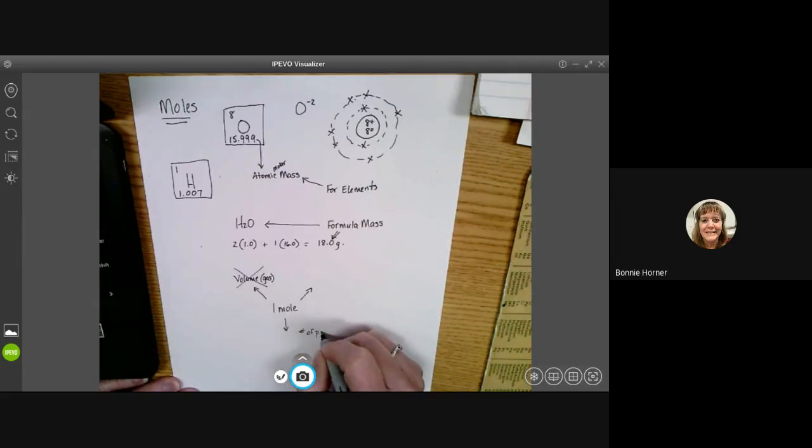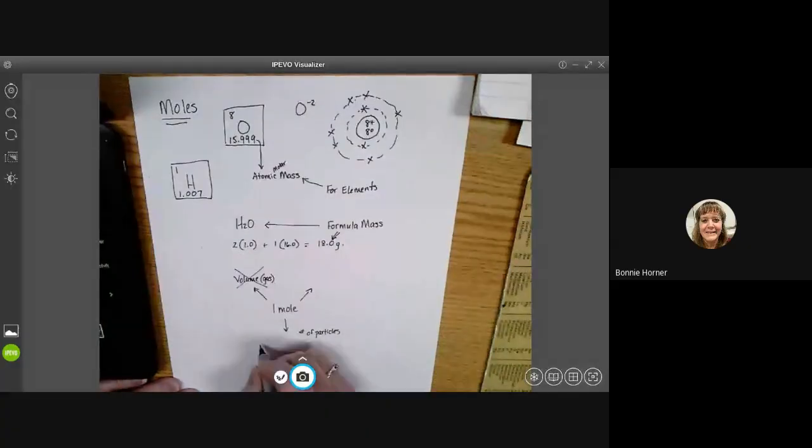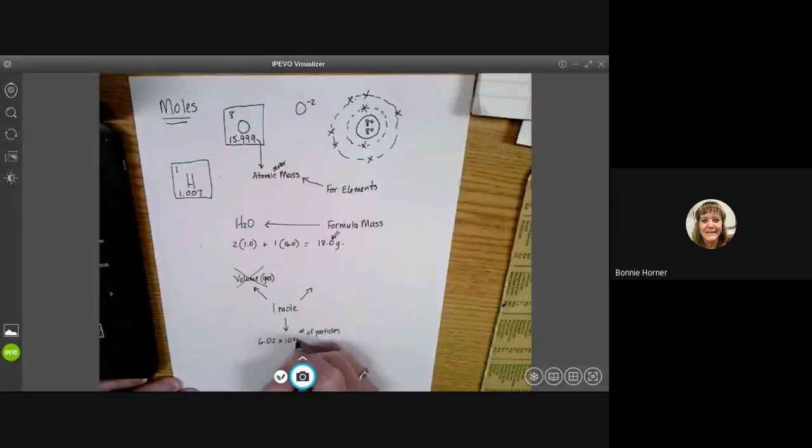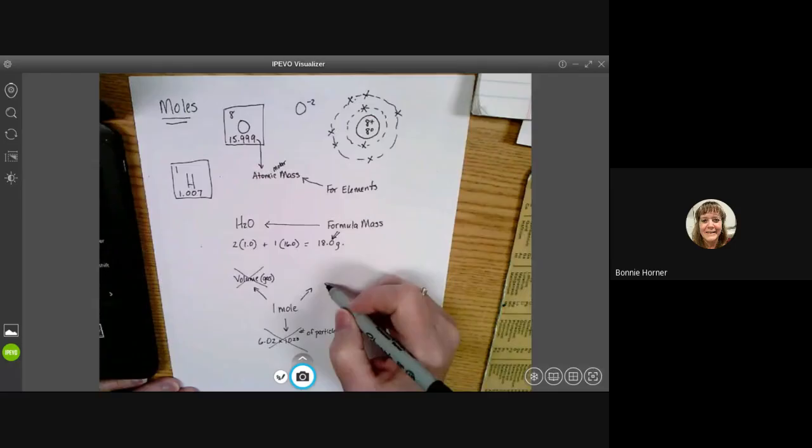We can take 1 mole to the number of particles. So if that 1 mole is of an element, then those particles are the number of atoms. And that's that number I kept throwing out to you. Anybody remember what it was? Good. 6.02 times 10 to the 23rd things. That's a big number, and you're not going to use that so much.